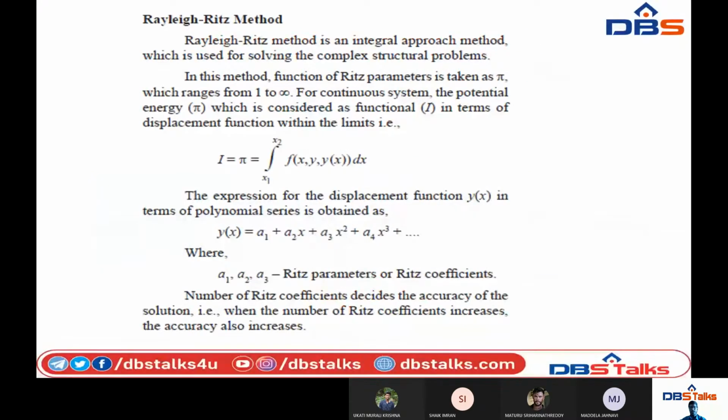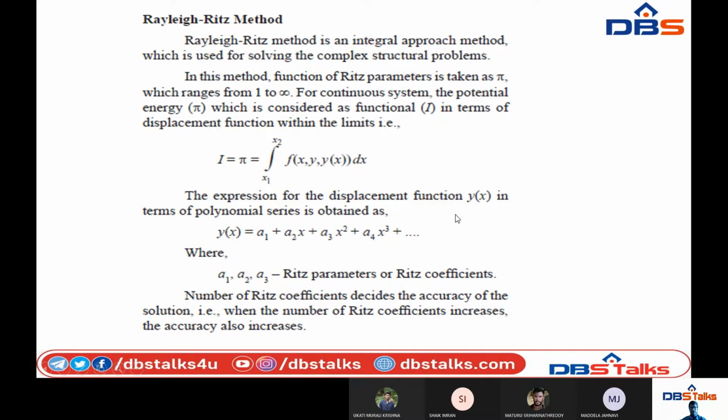First of all, coming to the Rayleigh-Ritz method. This method is used for solving complex structural problems, but it is slightly similar to the total potential energy method. In the total potential energy method, phi is a displacement function. Students, please remember, in the total potential energy method, phi is a displacement function. But coming to the Rayleigh-Ritz method, this is a Ritz parameter.